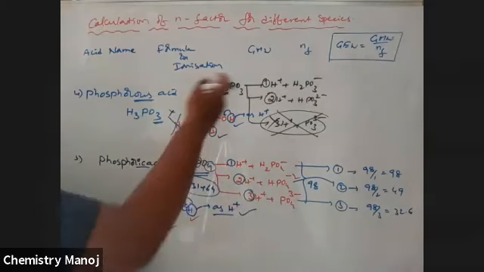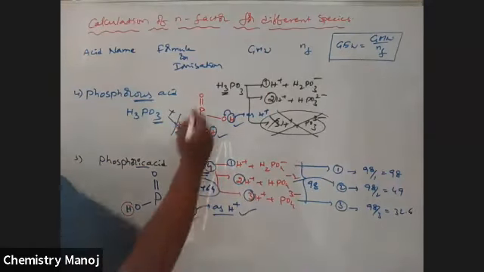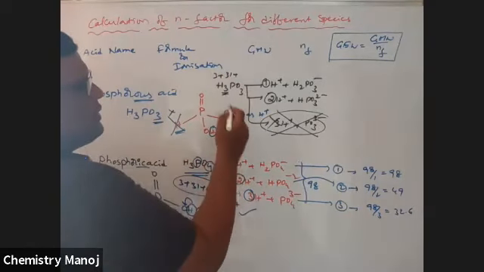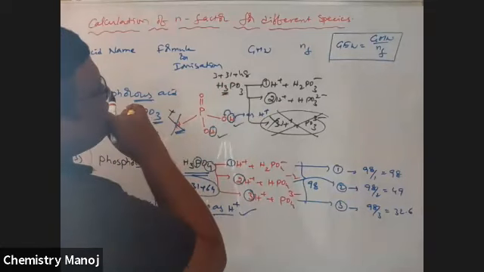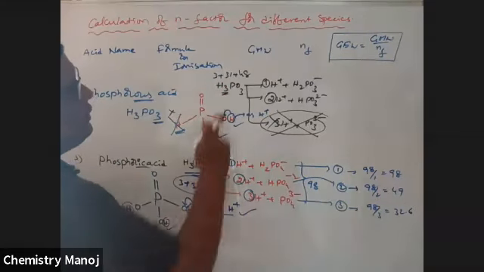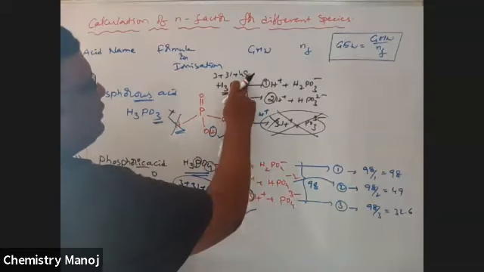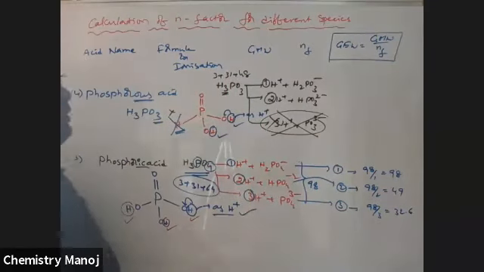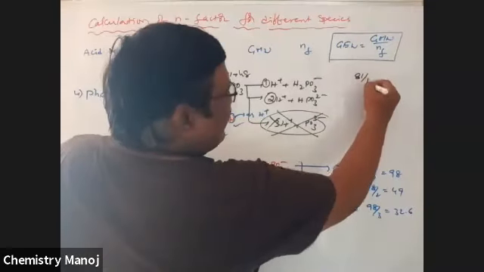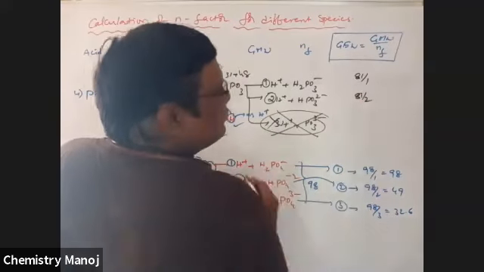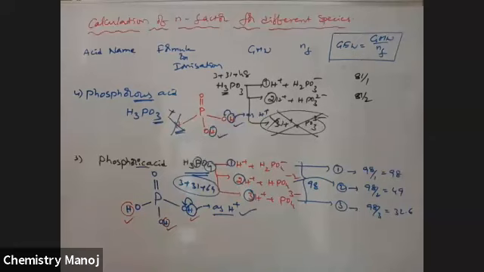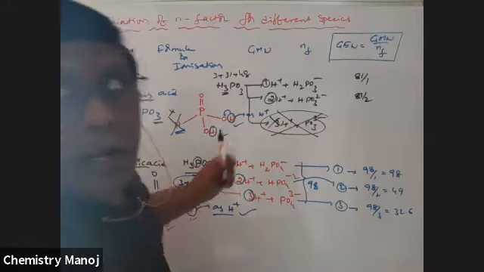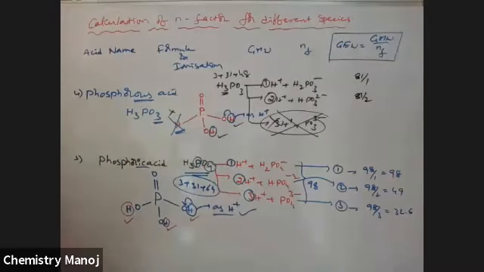Now, what is the molecular weight? 3 plus 31 plus 48, that is 82. So it is 82 by 1, and it is 82 by 2. Those are the equivalent weights. Okay, that's enough. Next, it is for acids.